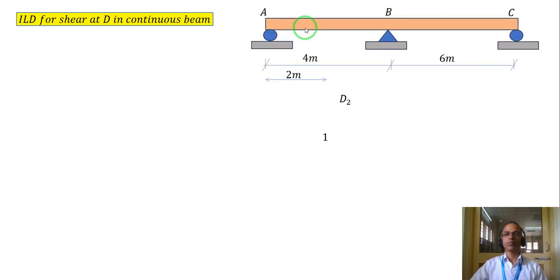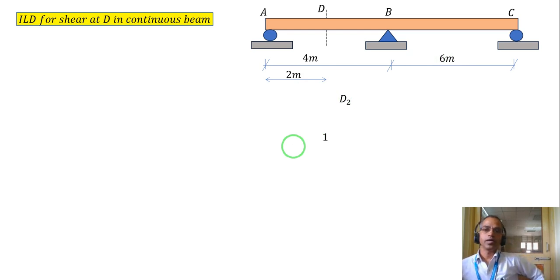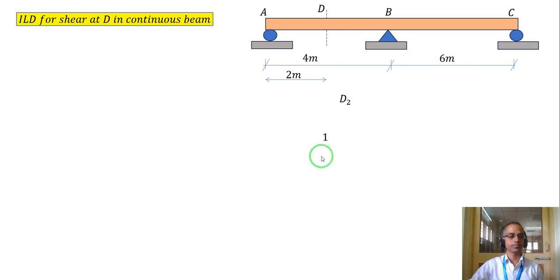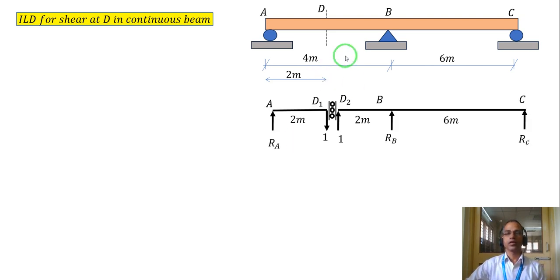Take a continuous beam of two spans. The first span AB is 4 meter, BC is 6 meter, and I have a section at D which is 2 meter from support A. Then if I try to draw the beam with a free body diagram, I have reactions RA, RB and RC.